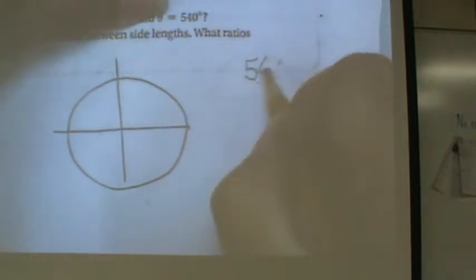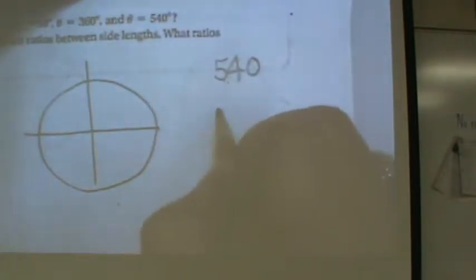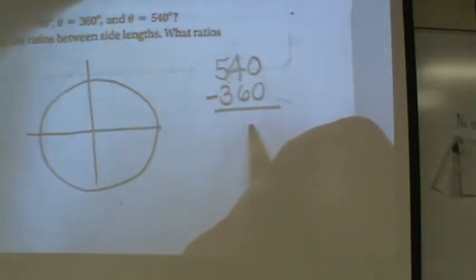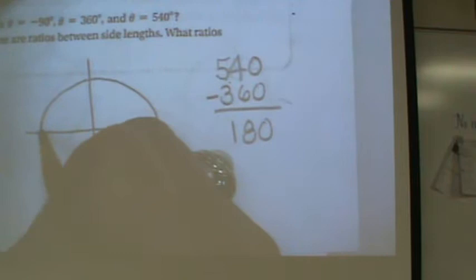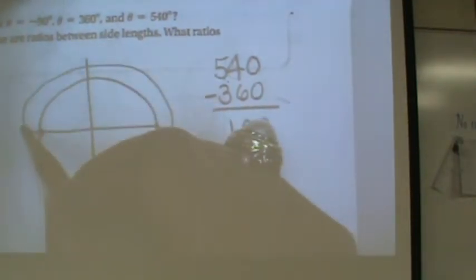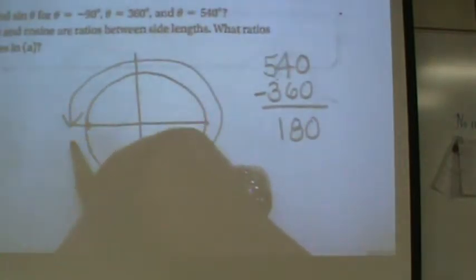Subtract 360, because I'm looking for a what? What starts with a C? Coterminal. What angle is this? 180. So where is 180? It's right here. So all the way around it should look like that. That is 180 or 540.